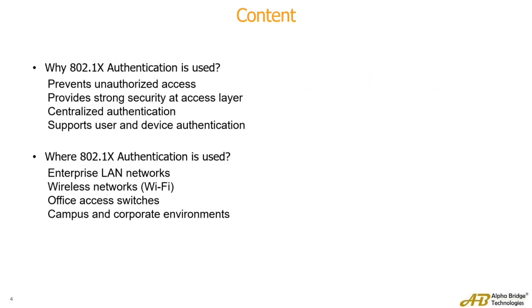Why is 802.1x authentication used? 802.1x authentication is used to prevent unauthorized devices from connecting to the network. Only the authenticated users or devices are allowed to get access. And also it improves the security at the access layer and uses centralized authentication through a radius server.